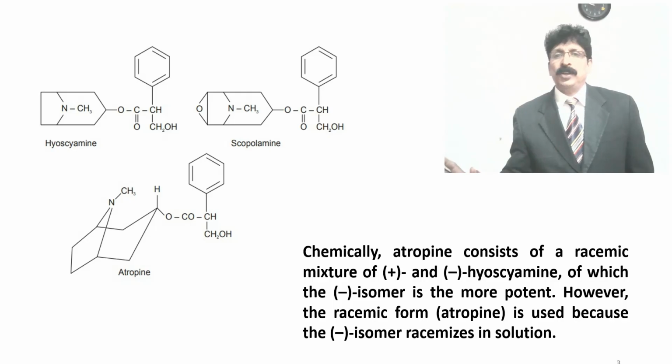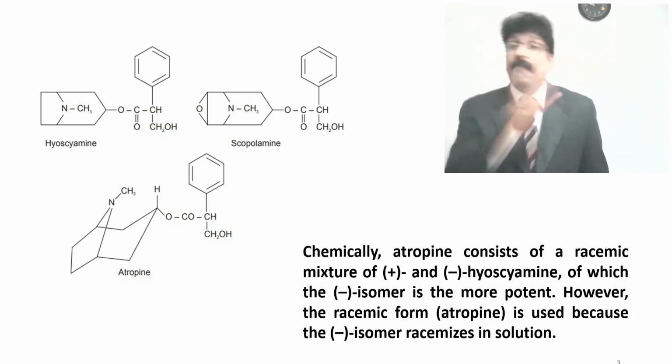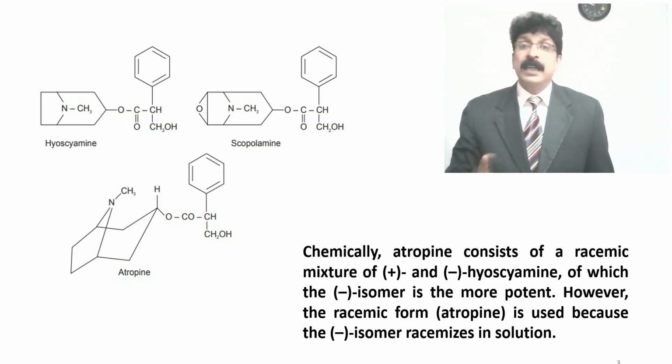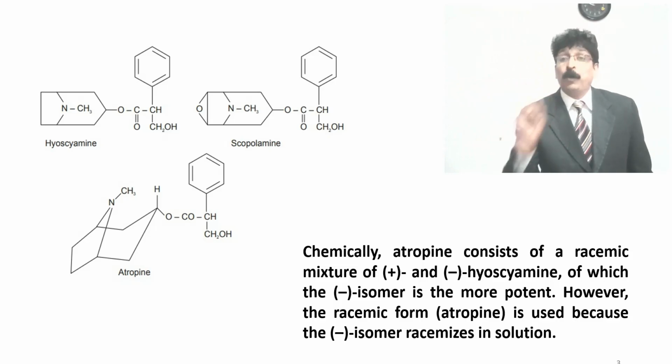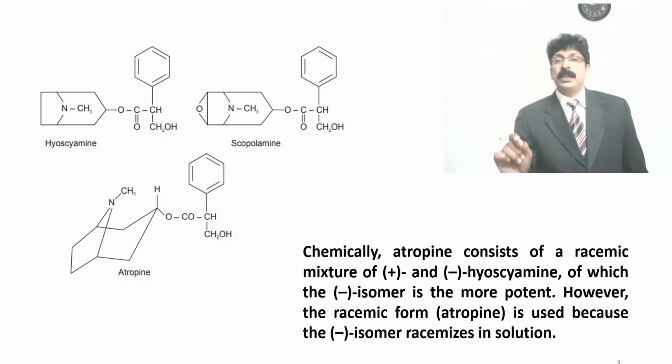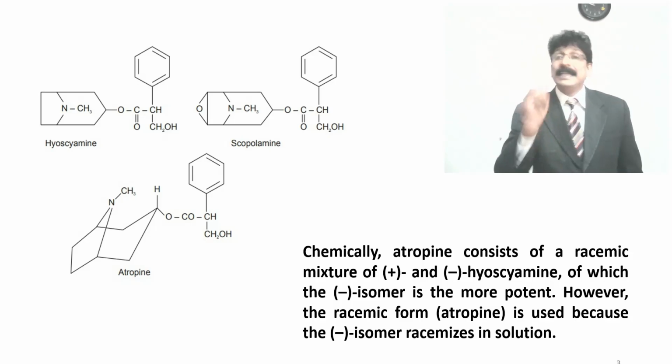So chemically, atropine consists of a racemic mixture of positive and negative hyoscyamin, which have the same chemical structure, of which the negative isomer is more potent. Hyoscyamin is more potent than atropine. However, the racemic mixture atropine is used because the negative isomer racemizes in solution. So in solution it can be used. So we will see what its application is.